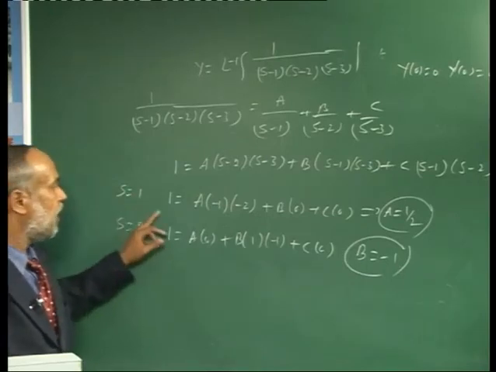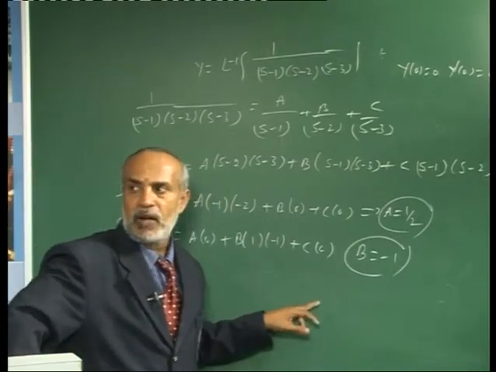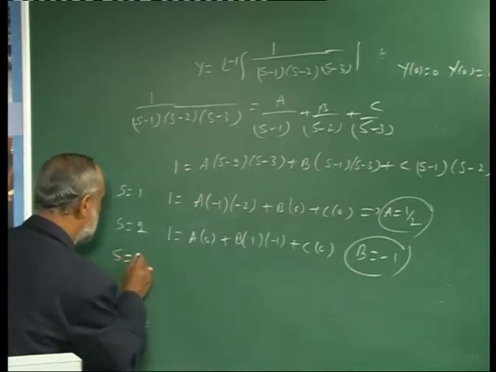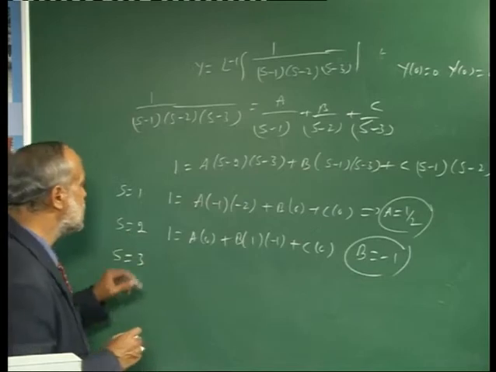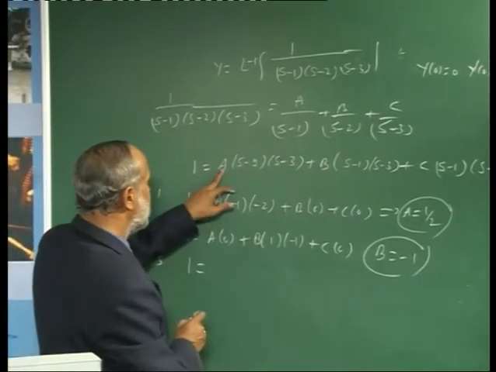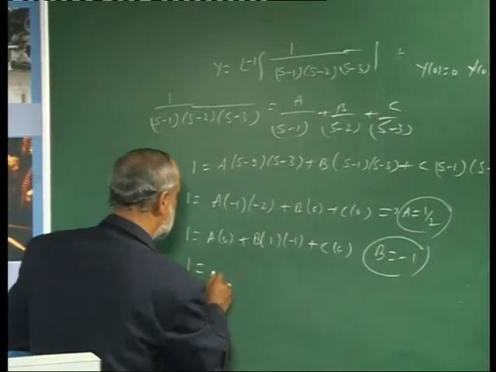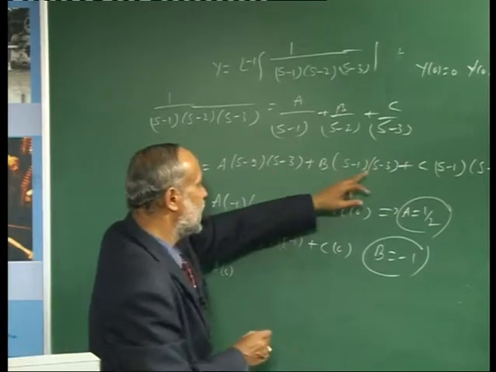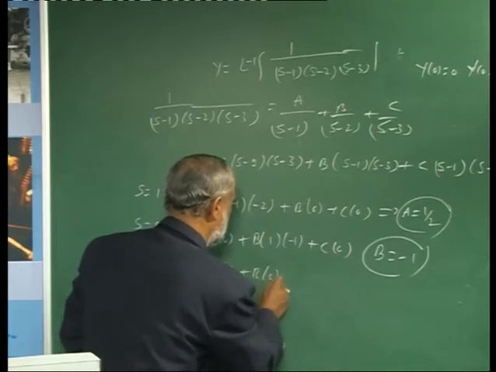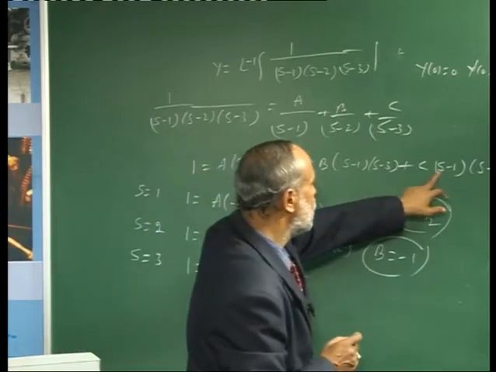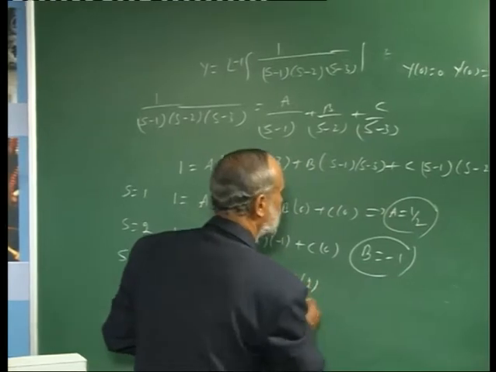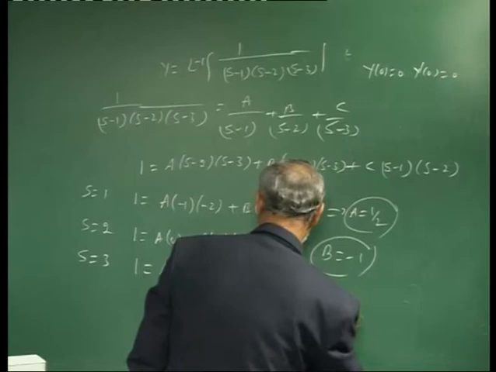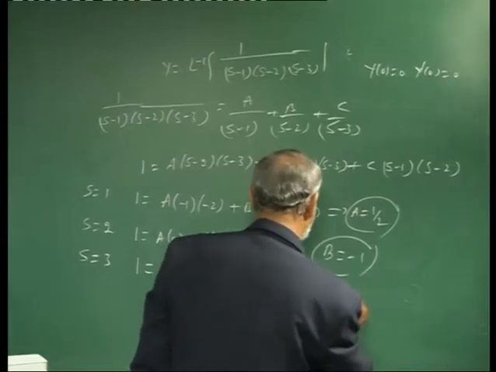After getting the a value and b value, similarly we can find the c value. How to find the c value? Put s equal to 3. If you put s equal to 3, LHS is 1, a becomes 0, b also 0 because s minus 3 is there. Then c: put s equal to 3, 3 minus 1 is 2, here 3 minus 2 is 1. Then c is equal to 1 by 2.